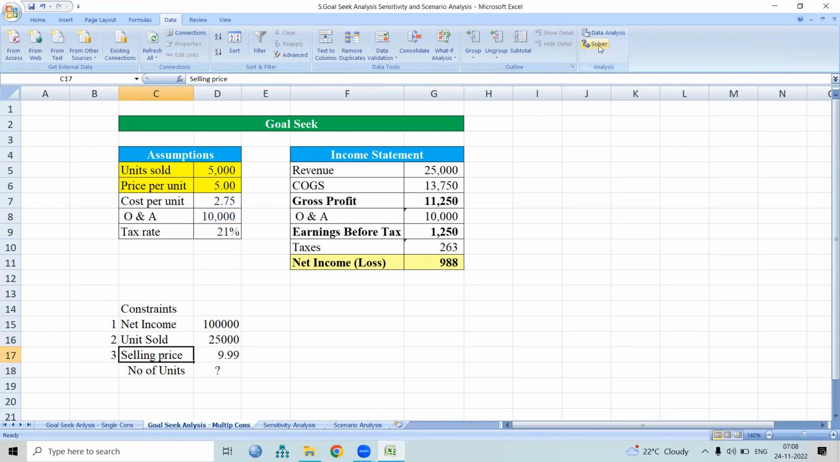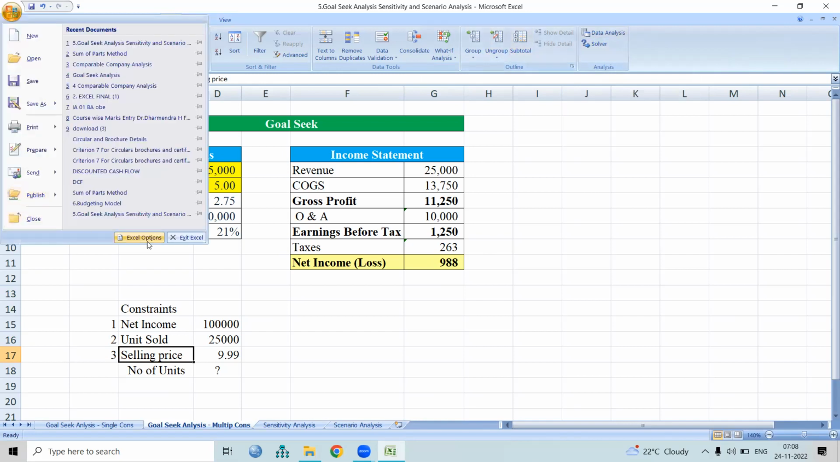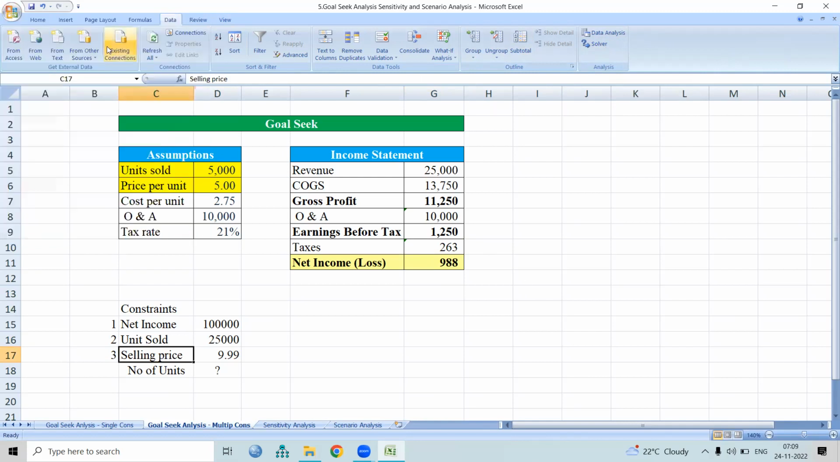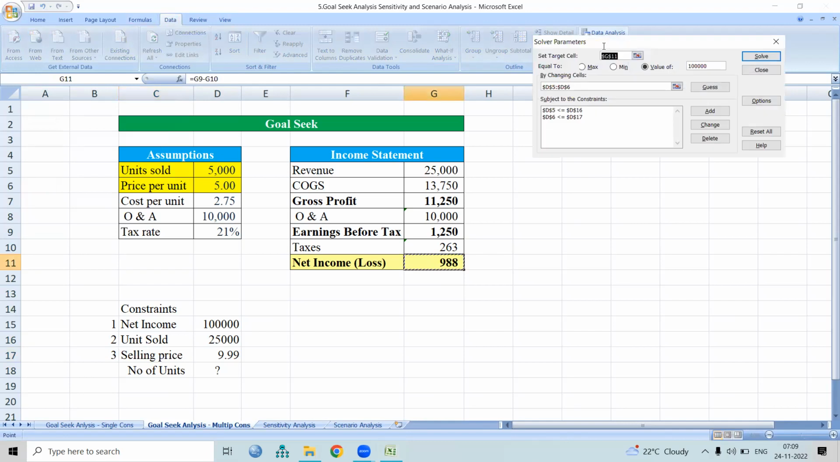What do you do here? We go to the solver add-in in the data menu. If not installed, you can install it using Excel options. If you go to Excel options, we get the solver add-in and can install it. In the data menu, we have the solver add-in button here. So click on this. Let's select the target cell. The target cell is net income, G11.